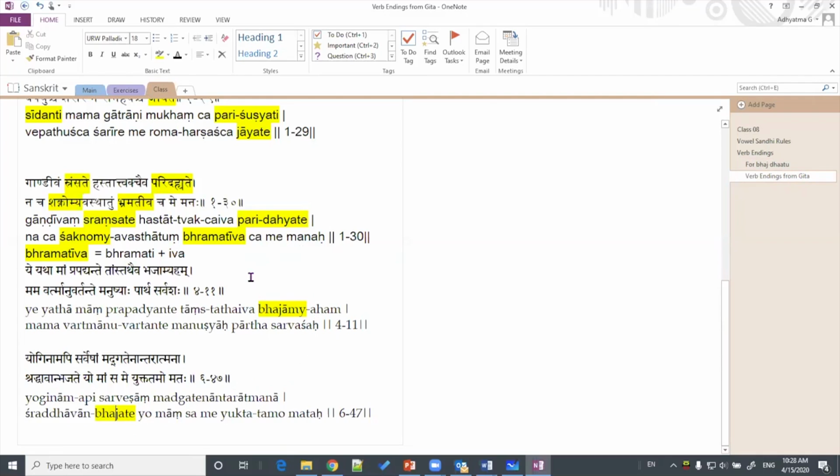And one thing here, as you see this word paridahyate. So pari, this is called upasarga. These are upasarga or prefix. So these are, you can say, verbal prefixes.